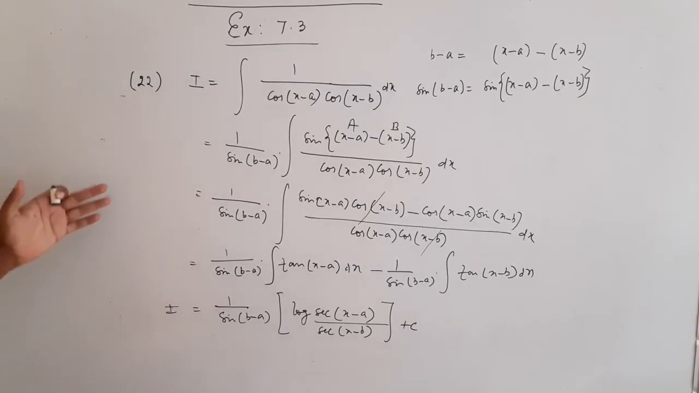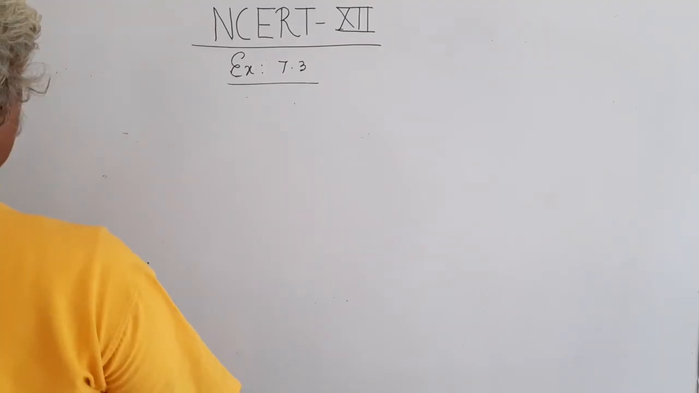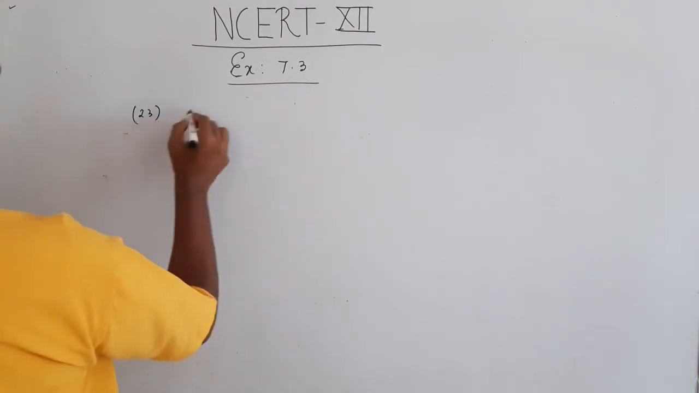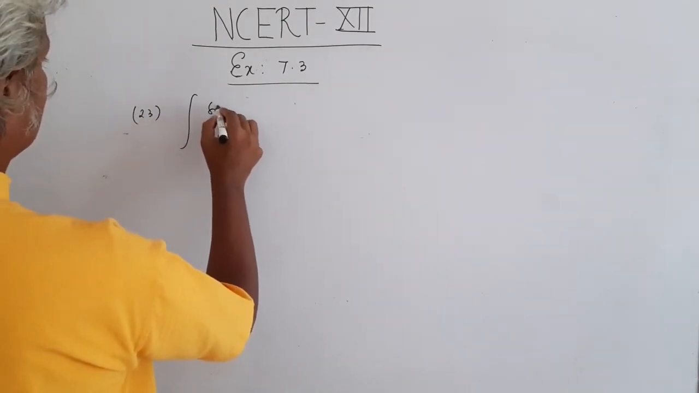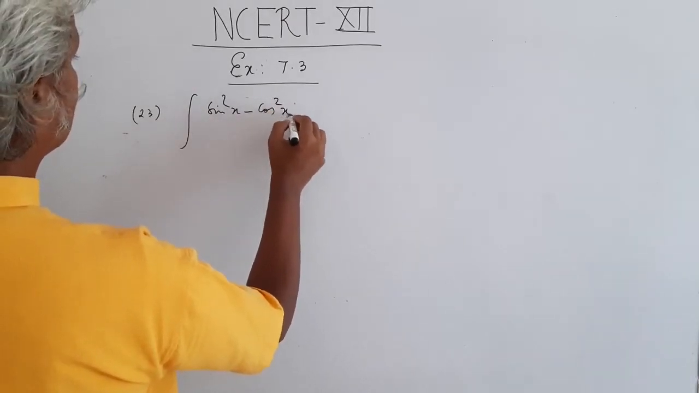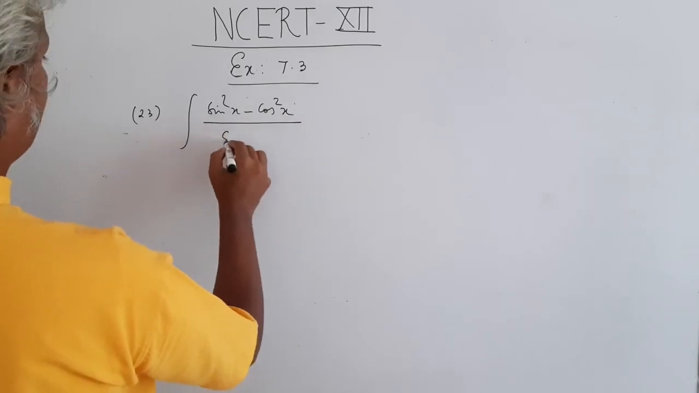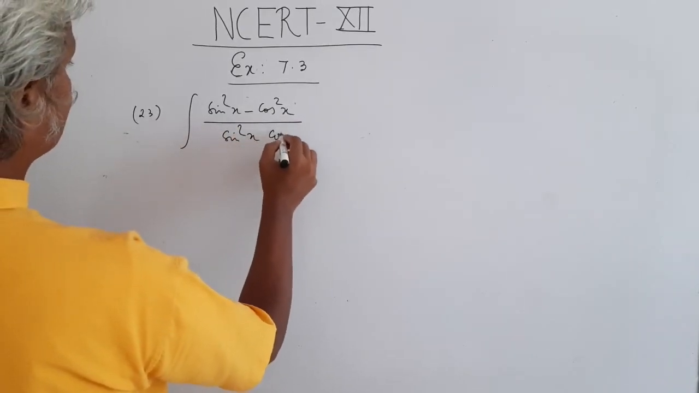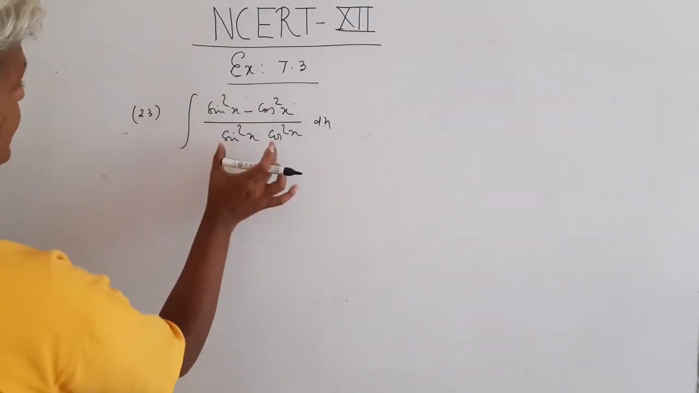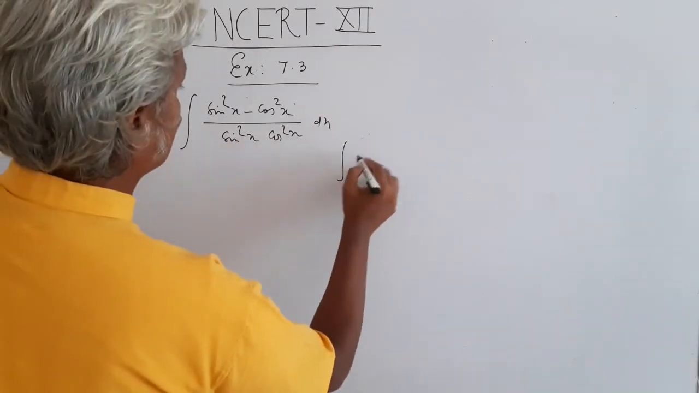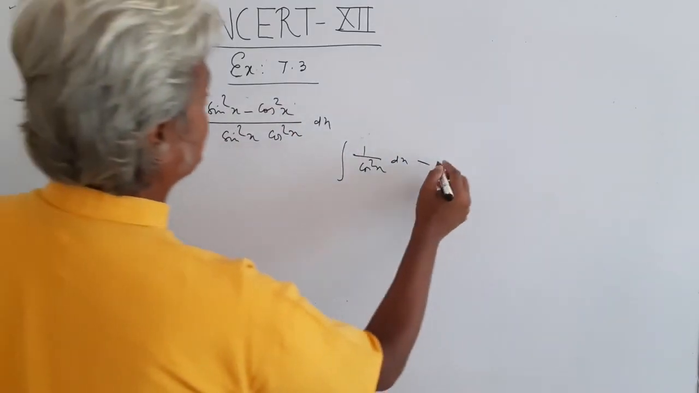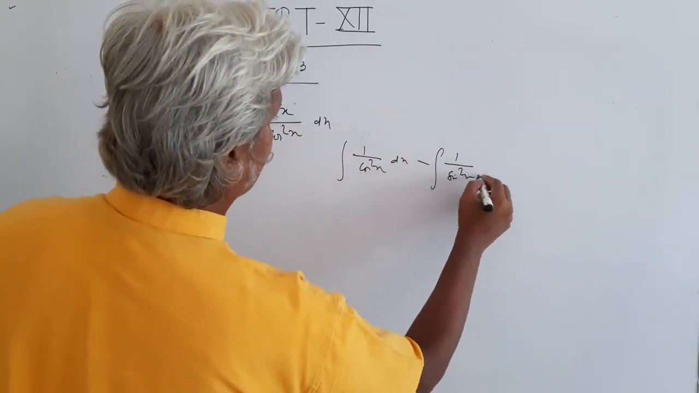So in this exercise we have just 2 more questions left. Question number 23 and question number 24 are MCQs, so we should try to solve them as fast as we can. Sin² x, if you can do it orally, that is much better. Sin² x minus cos² x over sin² x cos² x dx. But since this is an MCQ, you go directly: sin² x over sin² x cos² x gives you 1 over cos² x dx, minus cos² x over this gives you 1 over sin² x dx.